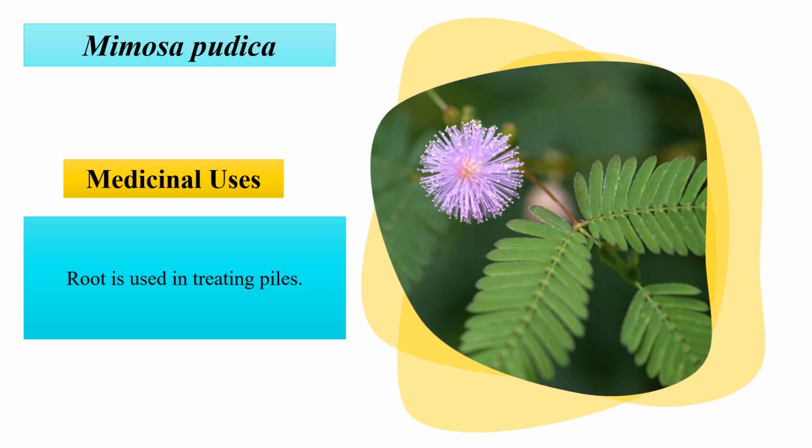Then Mimosa pudica. We all have some idea about this plant. This is the touch-me-not plant. The leaves are very sensitive. When we touch, the leaves get closed. And medicinally, it is also very important. The plant is now in the family Fabaceae, and the root of this plant is used in treating piles. You can find this plant everywhere, in roadsides, in grasslands, in scrub jungle, in wet places, etc.